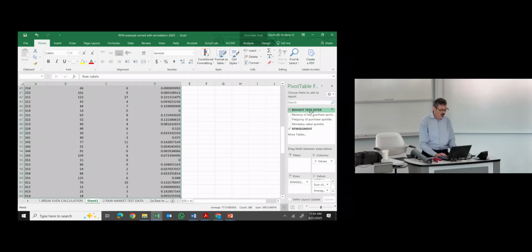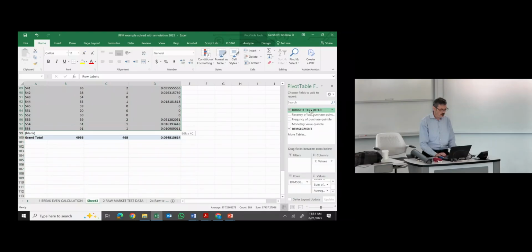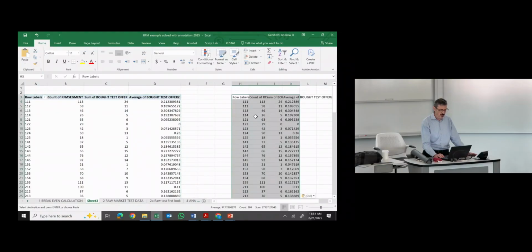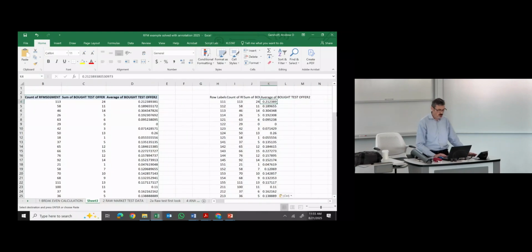So now, just for having a look at this, let's copy this, because pivot tables can be annoying to work with sometimes. So I'm just going to copy this and paste the values next door, so I've got this information. This is the data from the test market. This is the percentage of people that purchased.